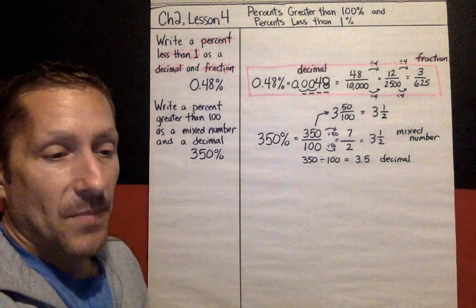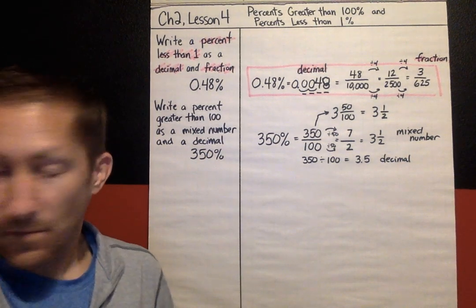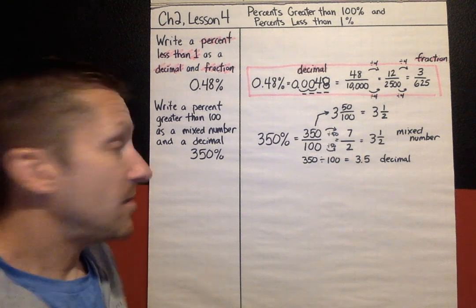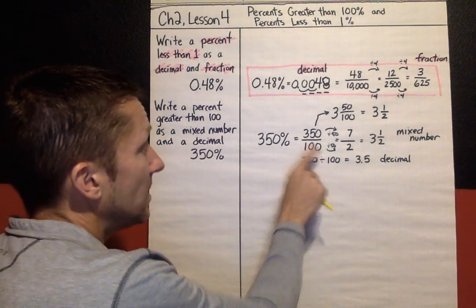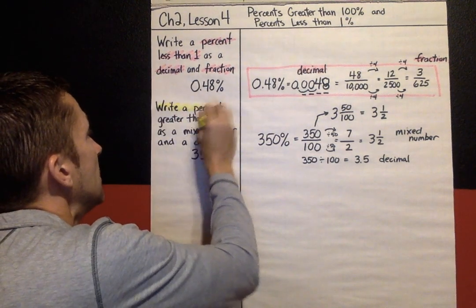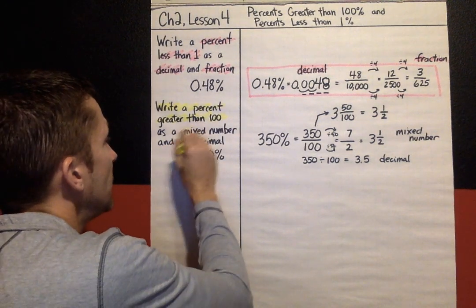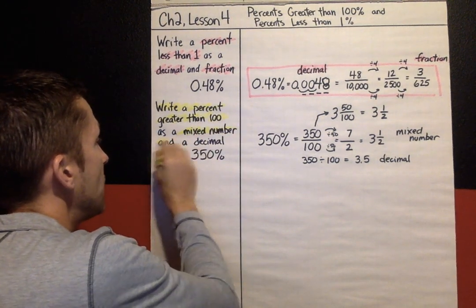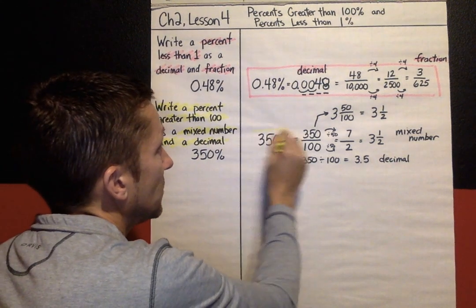Okay, so if you have a percent greater than 100, and you're trying to change it into a mixed number and a decimal, here's your strategy. So again, quite a bit going on, a percent greater than 100. If you want to make that into a mixed number and a decimal, this is your work.